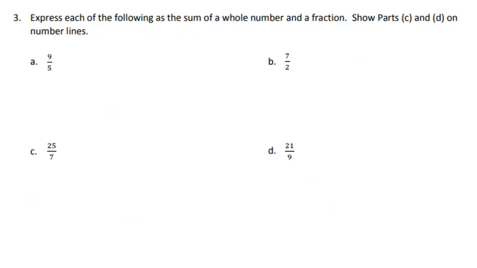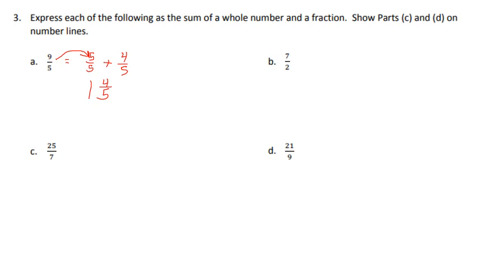Expressing the following as a sum of a whole number and a fraction. Okay? Well, when I do these, I like to take the whole out. So I know 5/5 plus 4/5, and that means that would be 1 and 4/5. So what I'm doing is I'm pulling the whole out of that number. Whatever is left is my fraction.